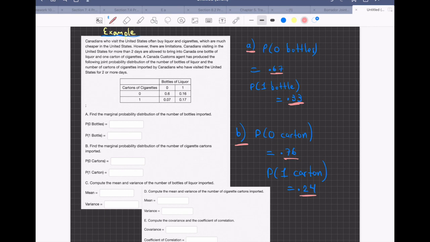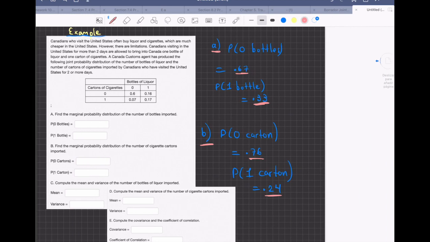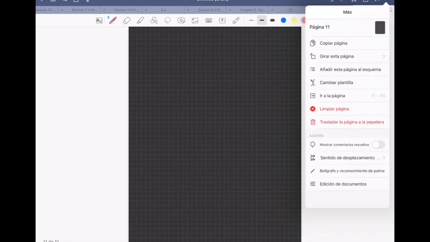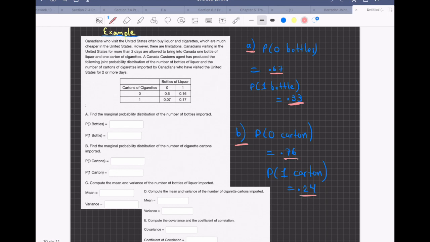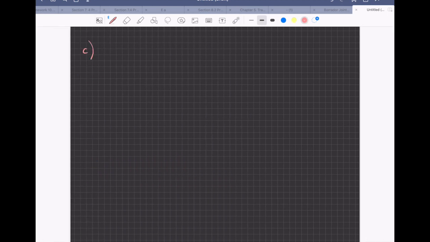Very well. Now, compute the means and variance for the numbers of bottles. Mean and variance. This is something that we have done before, like the discrete case for one single variable. So in summary, we can say that this is part C.